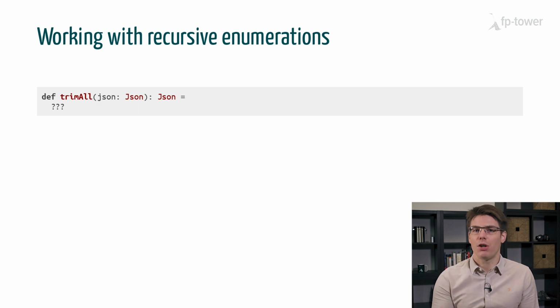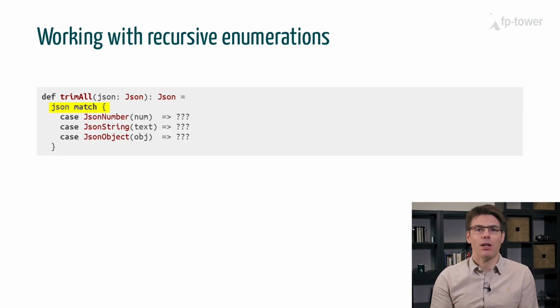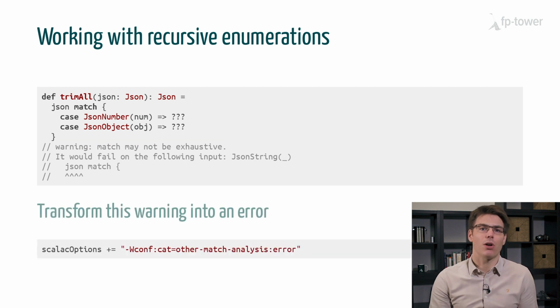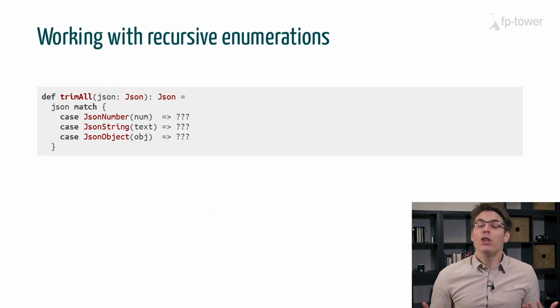Then because JSON is an enumeration, we can pattern match on it, and the compiler will verify that we handle all the possible cases. For example, if we forgot to consider the case where JSON is a string, then we would get a warning telling us that the match may not be exhaustive. And if we use a recent version of Scala, we can even transform this warning into an error using this compiler option. Cool.